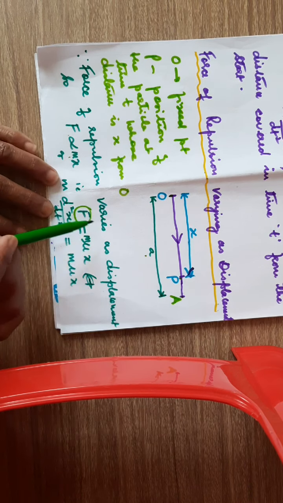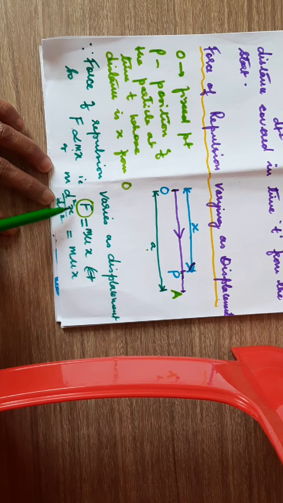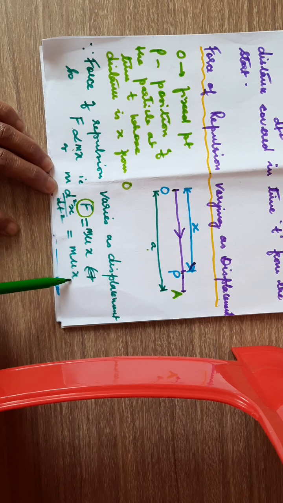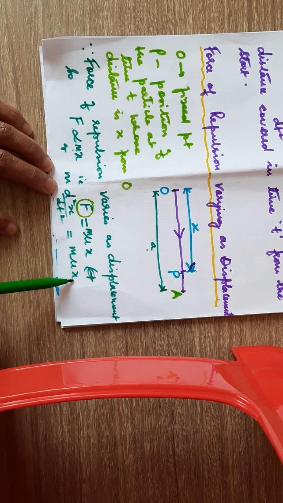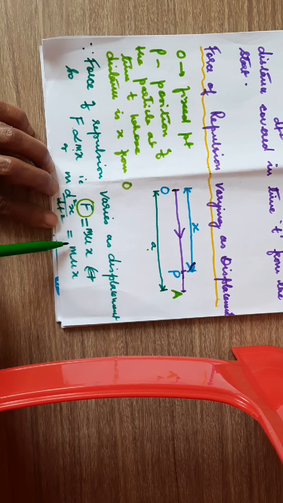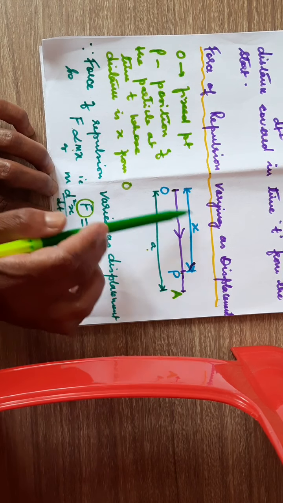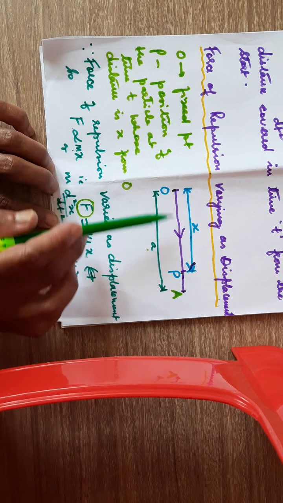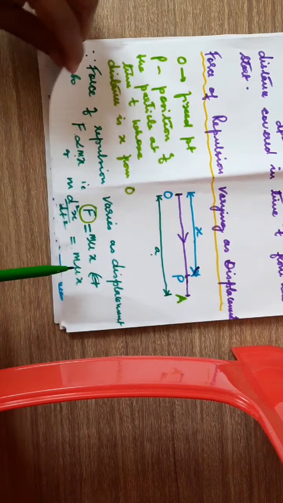Now what is force? Force is equal to m d²x/dt². So replace it by that: m d²x/dt² will be equal to m mu x. Here the equation of motion is m d²x/dt² = m mu x. It is positive here because it is a case of repulsion, not the case of attraction. Had the particle been attracted towards the center, then it would be negative here.